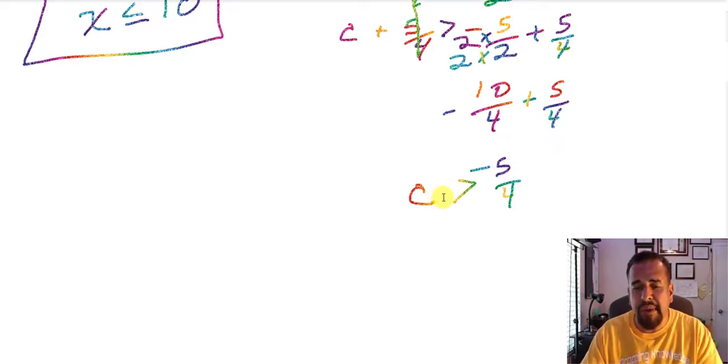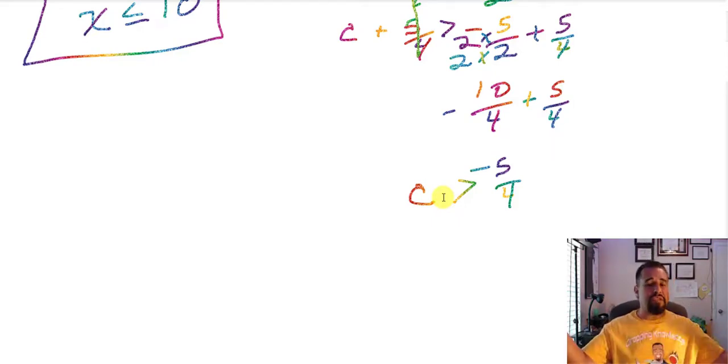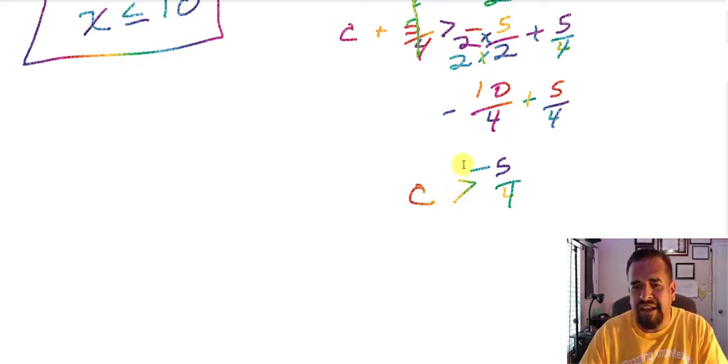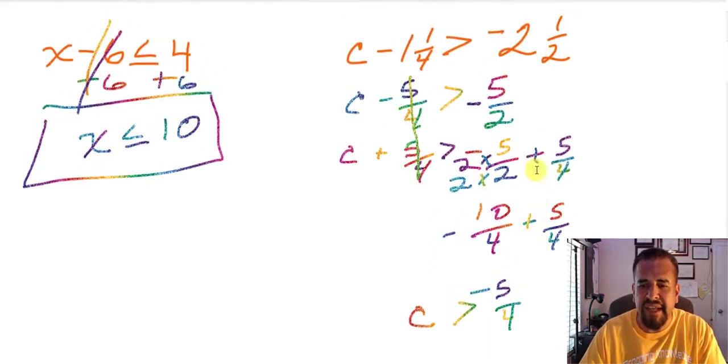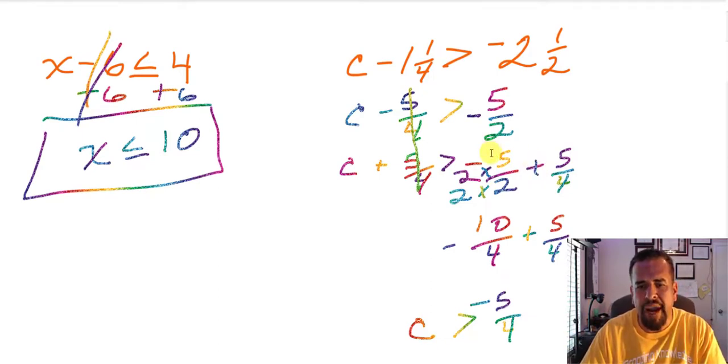As long as my values are greater than negative 5 over 4, which is negative 1 1/4, then I got it. I got answers to this. And again, they are infinite all through the infinite side. All right. So I hope that makes sense to you.